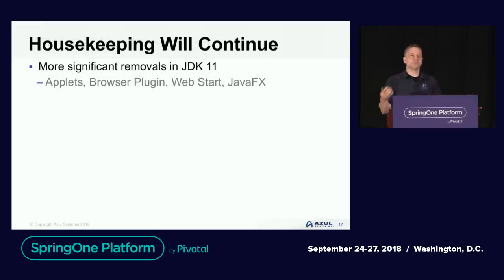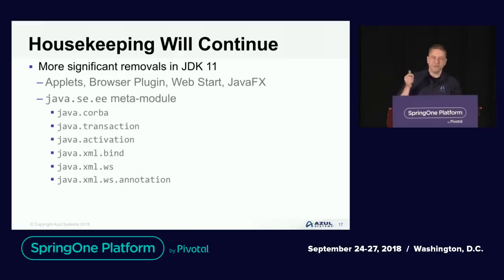I already said that in terms of the JDK, applets, browser plugin, WebStart, JavaFX, all of those have gone away. But there's more, quite significant. Because we now have modules, we can start removing bits of the standard API fairly easily. So there is this aggregator module, which is called java.se.ee, and it's kind of like a bizarre EE-SE module. That includes 6 modules. So there's CORBA, there's the activation framework that's part of the JavaBeans way of doing things, there's JAXB, XML binding, and there's also web services in the form of JAX-WS, which is the SOAP-based web services.